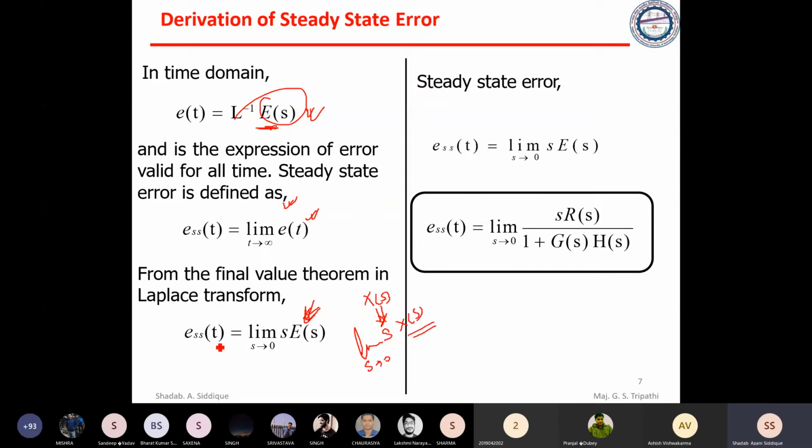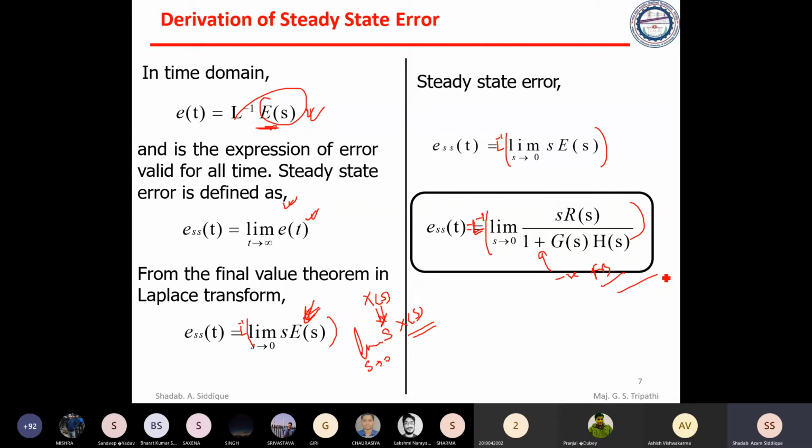So according to the final value theorem, e_ss, you can take e_ss of t, should be the Laplace inverse of this. Sorry, this is wrong. This should be the Laplace inverse of this. So you take e_ss of t, you take the Laplace inverse of limit s tending to 0 of s R(s) divided by 1 plus G(s) H(s) for negative feedback.